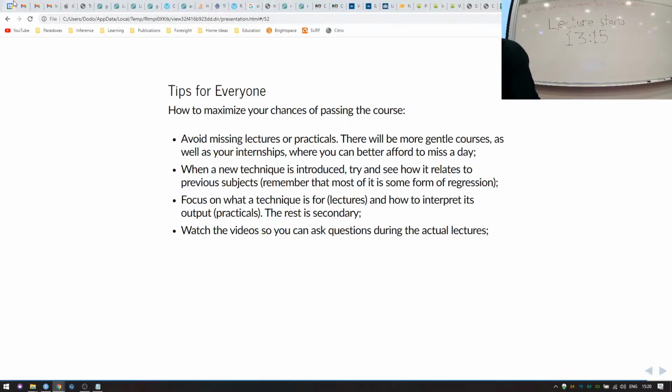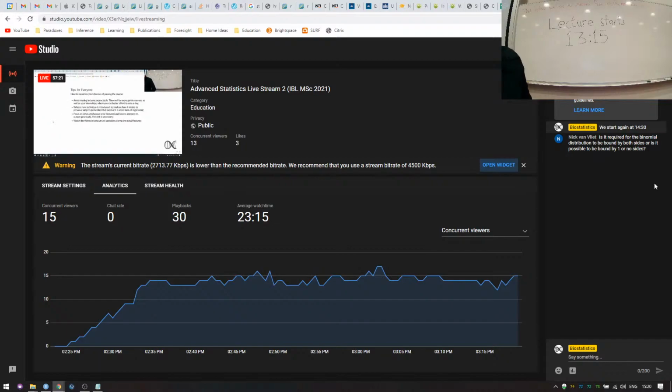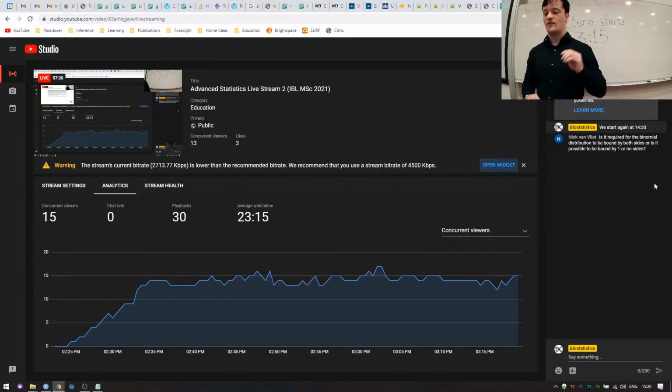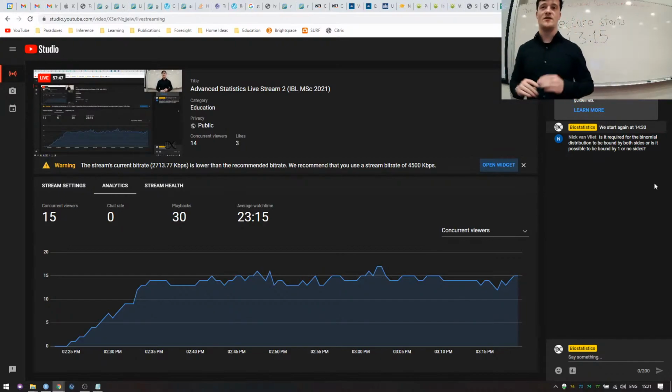Speaking of questions, I'm going to check. Were there already? Okay, yeah, there's the question. Is it required for the binomial distribution to be bound by both sides, or is it possible to be bound by one or no side? No, it is a ratio. And a ratio of things cannot be negative, and it cannot extend beyond the number of trials. The binomial distribution is the number of successes out of n trials. And you cannot have more successes than trials, and you cannot have fewer successes than 0. So it is by definition bounded in two directions. But how far that bound is depends on your data.